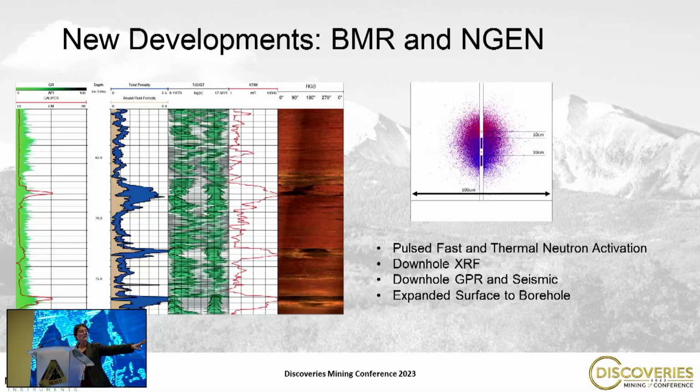Additional developments: we're looking at NGen, which stands for neutron generator tools. We have a number of different tools that are hitting the market or already exist on the market that are implementing neutron generators. The primary use for a neutron generator tool would be collecting porosity information, but without radioactive sources needing to be used, right? Radioactive sources, we want to avoid those in all industries if we can.